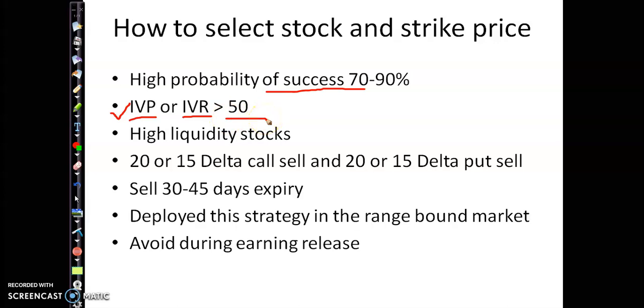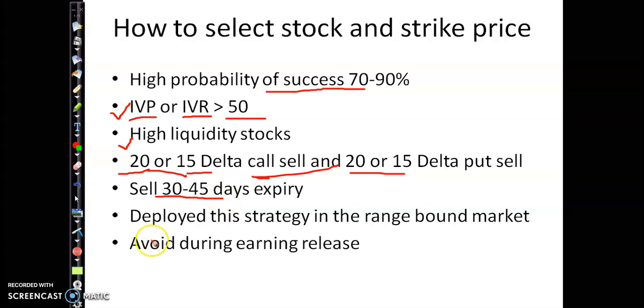That is the criteria. And high liquidity stocks, and we are selecting 15 to 20 delta call and 15 to 20 delta put, and expiry should be 30 to 45 days. All right, not more than 45 days, not less than 30.